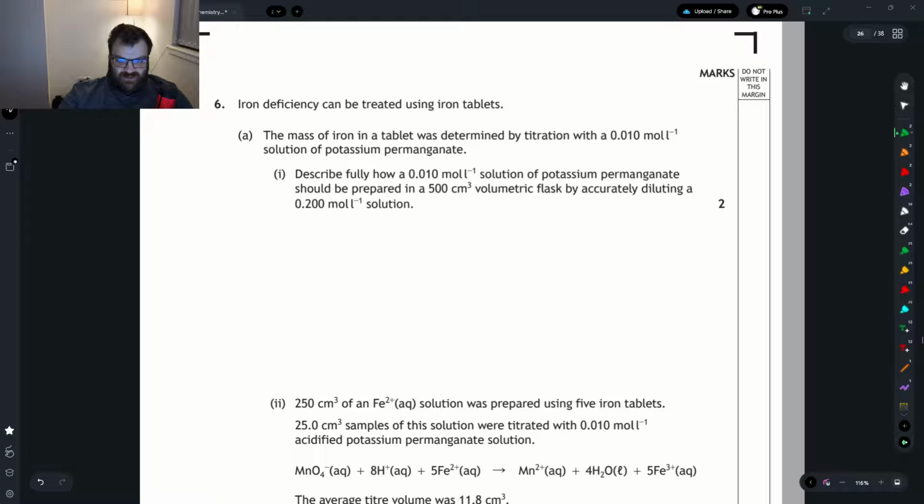sample. Next up, we're asked about making up a stock solution. 0.1.